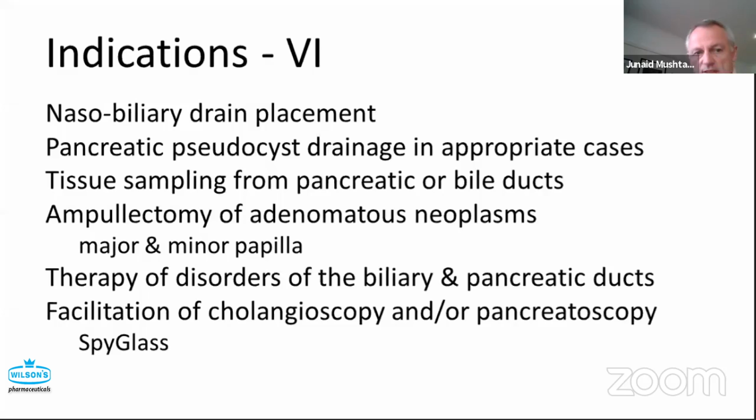Other indications, placement of nasobiliary drains, pancreatic pseudocyst drainage in appropriate cases, and again, we would have to tease out what people would want to have there. Definitely indicated for tissue sampling, for pancreatic issues or bile duct issues, ampulectomy, as we've talked before, therapy of disorders of the biliary and pancreatic ducts, and also facilitation of other imaging modalities. And by that, I mean cholangioscopy or pancreatoscopy, so that's spyglass.